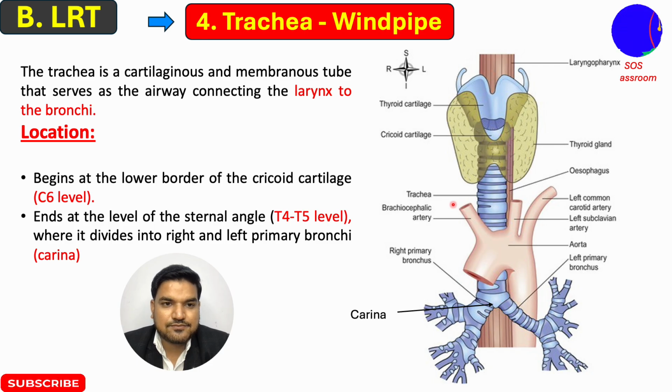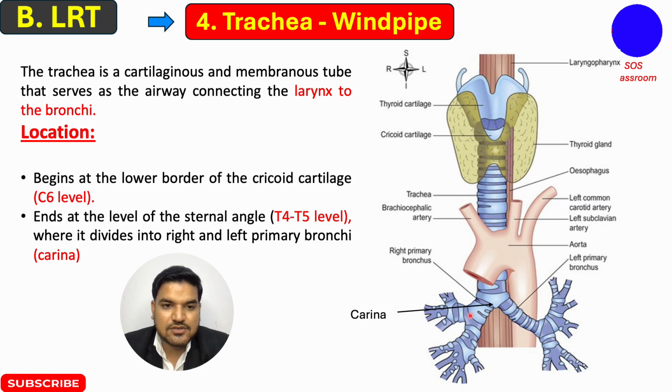Okay, see the structure of the trachea. The trachea is a cartilaginous and membranous tube that serves as the airway connecting the larynx to the bronchi. So the trachea is helpful for connecting the larynx to the bronchi.